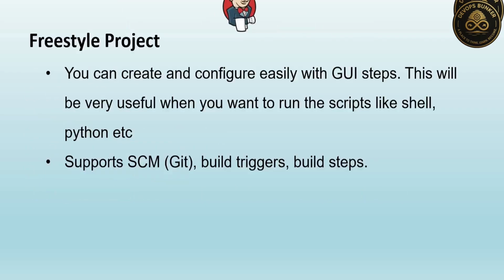This is a basic job and you can create and configure it easily with GUI steps. It will be very useful when you want to run scripts like Shell, Python, and some other languages. It supports SCM also, like you will be able to clone the repository and work with the repository. If you want to perform any activities within the repository, then you can do it with the help of Freestyle project. It supports build triggers also. That means that you can define how or when you want to run this job.